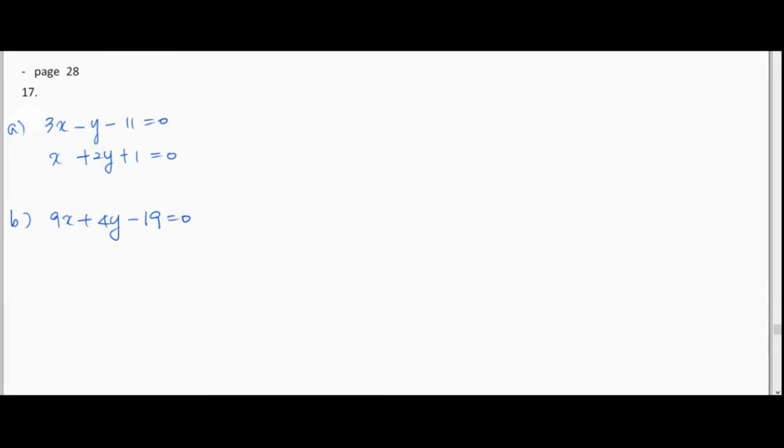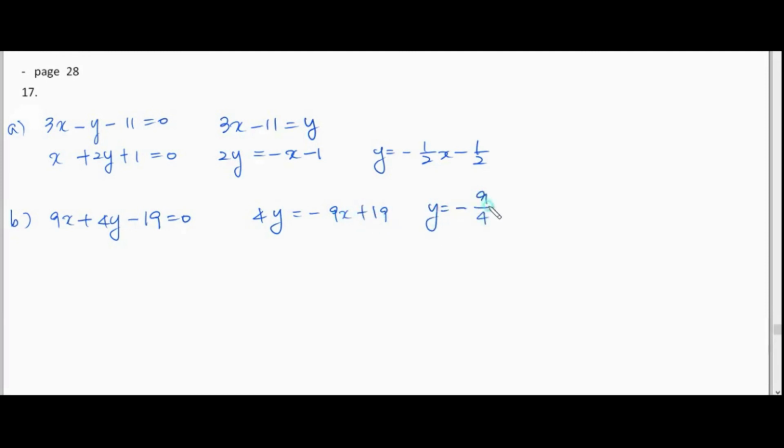This is question 17. The linear system is 3x minus y minus 11 equals 0, and x plus 2y plus 1 equals 0. And also we should find the point of intersection of these two graphs. I'll change them to y equals form. 3x minus 11 equals y. 2y equals minus x minus 1, y equals minus half x minus half. 4y equals minus 9x plus 19, y equals minus 9 over 4 x plus 19 over 4. And like this, I wrote 3 of these equations.